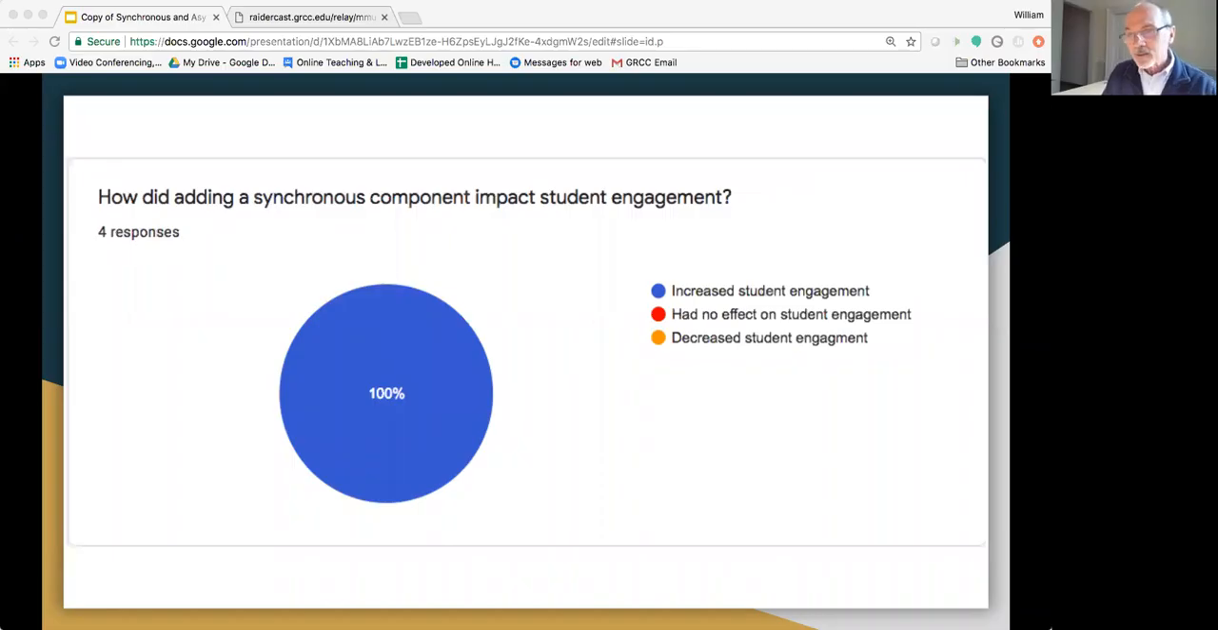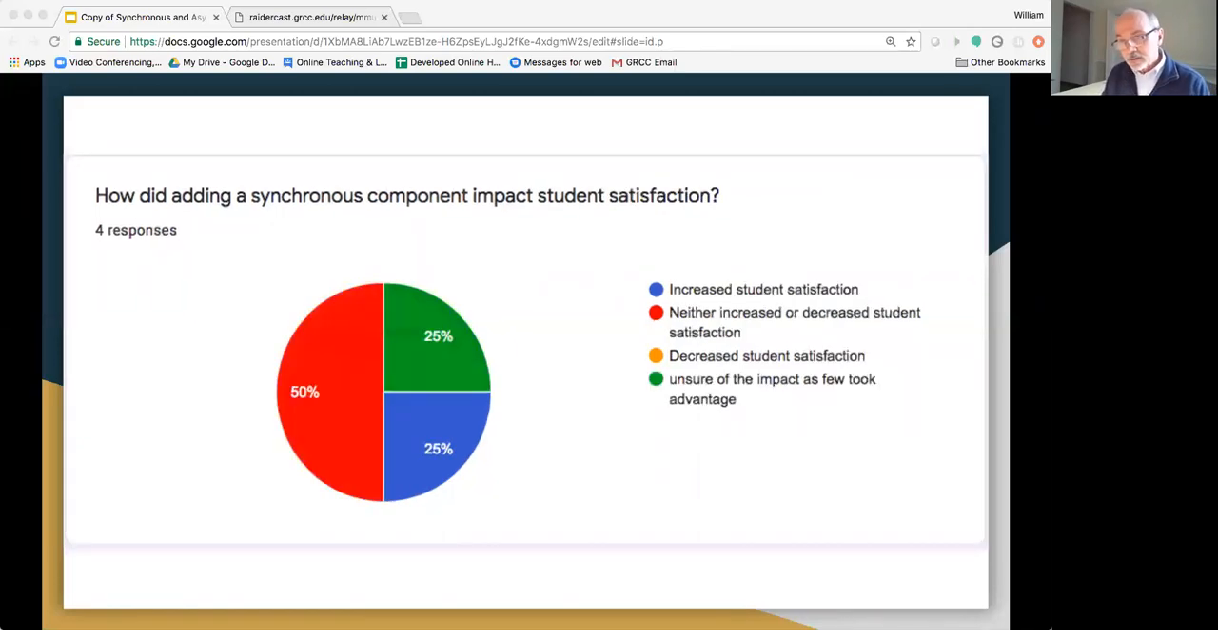How did adding a synchronous component impact student engagement? Everyone believed that it increased student engagement. And I think that is the big thing that we're looking for to happen here.